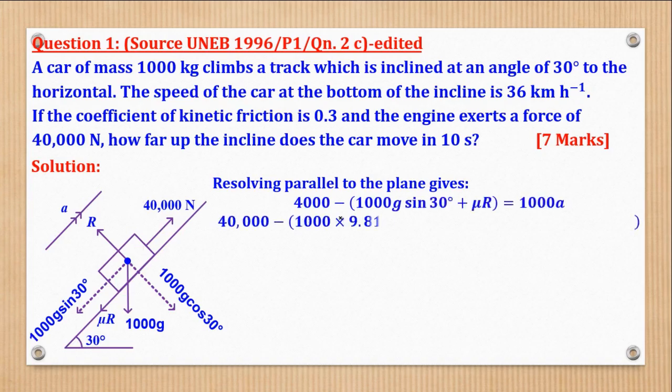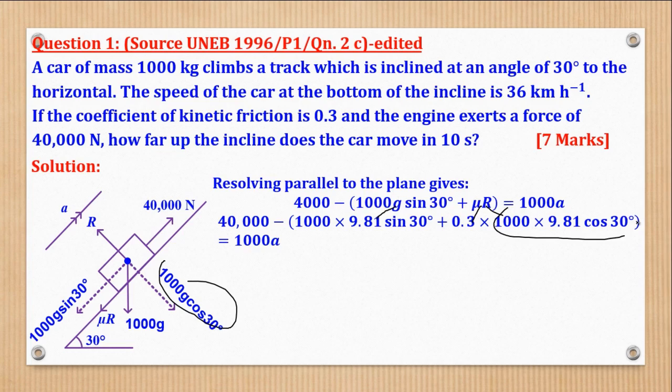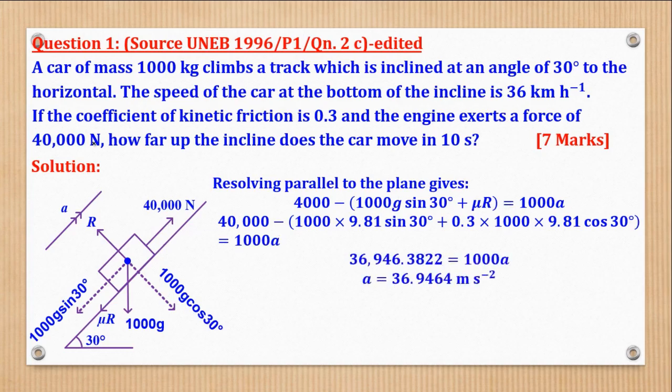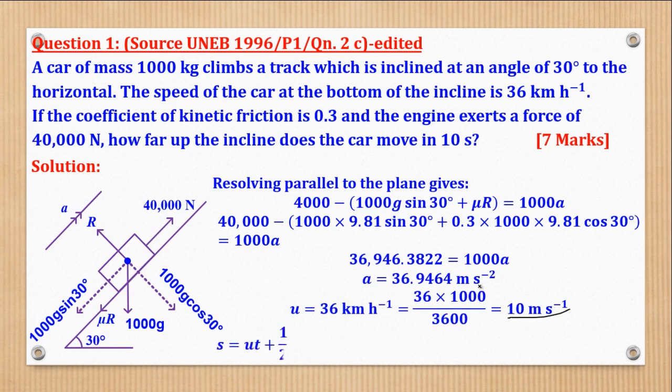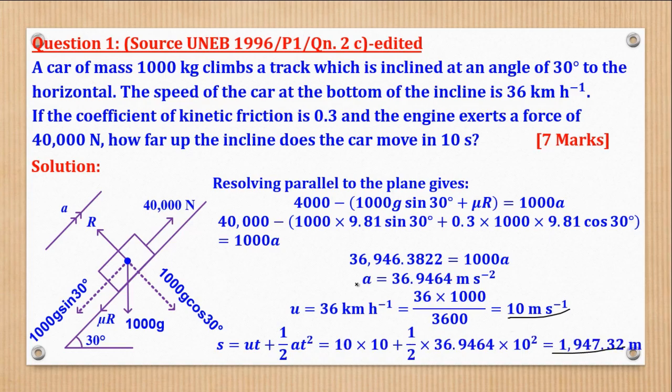Then substitute for g, for mu, for R. Remember, R is this, and the whole of this is equal to mass, which is 1,000, times acceleration. Simplify and make a the subject. So now that I've got acceleration, we shall first change the initial speed from kilometers per hour to meters per second. Then we shall use the second equation of motion to get the distance required.